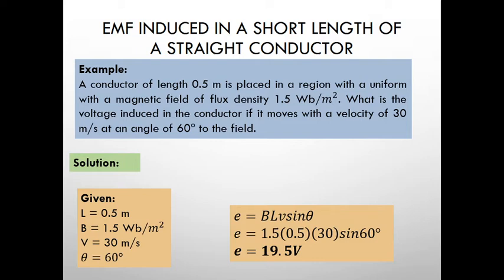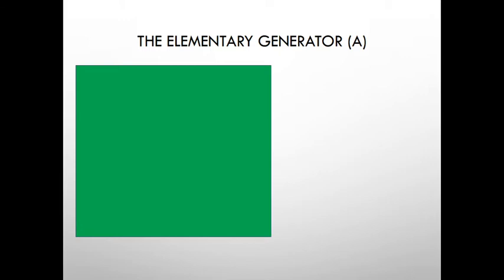So 1.5 times 0.5 times 30, times 1 because the maximum is when the angle is 90. So the maximum generated EMF is 22.5. So 22.5 is your positive maximum, then negative 22.5 is your negative maximum or negative peak value. Okay? So that is the answer. Let us proceed.